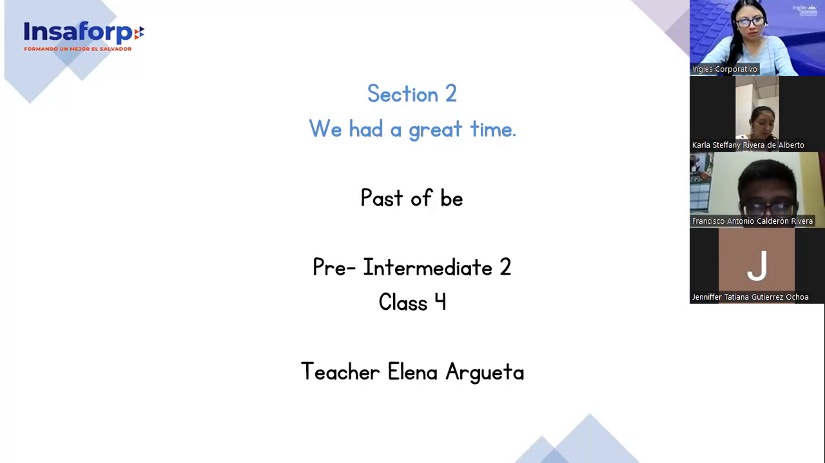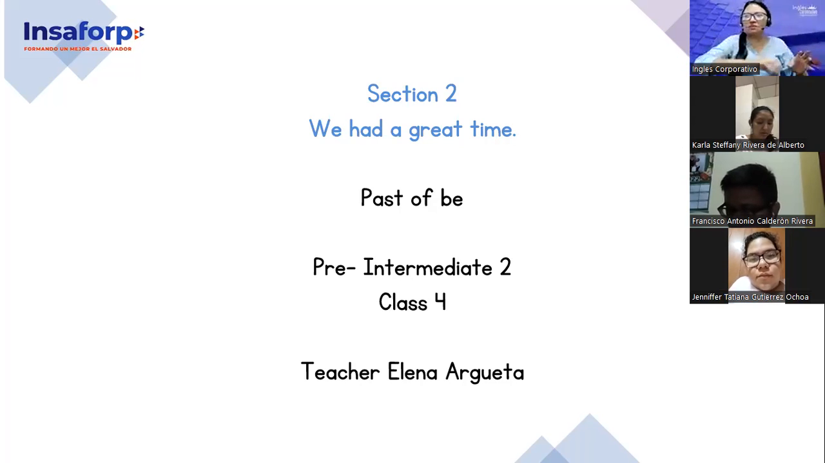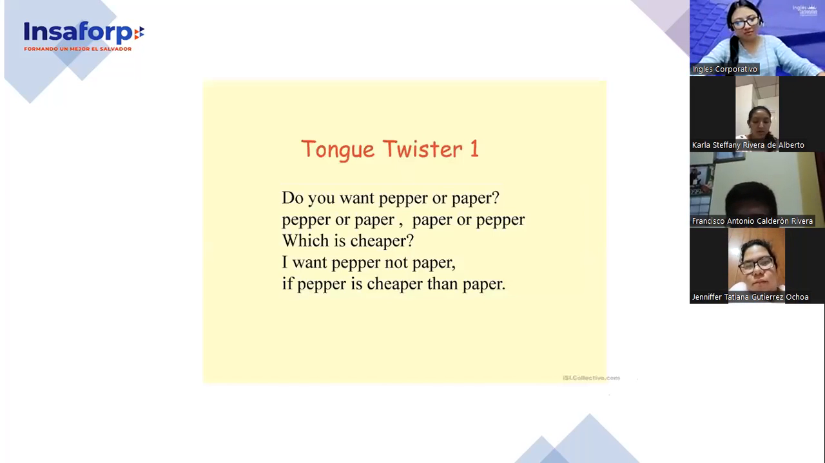Y ahora vemos una forma más del pasado, que sería ¿qué? The past of verb to be. The same here. Vamos a ubicarnos con interrogativas, ¿ok? Interrogative, some affirmative examples and some negative examples using the past of verb to be. But before we start, look what we have here. Para que practiquemos pronunciation, I have this for you today, class.